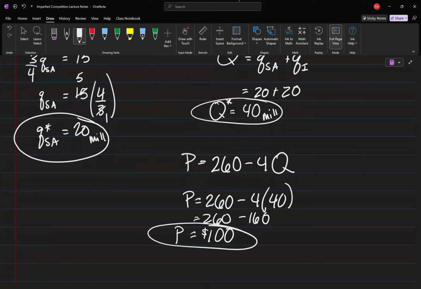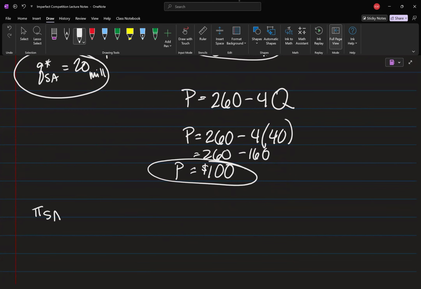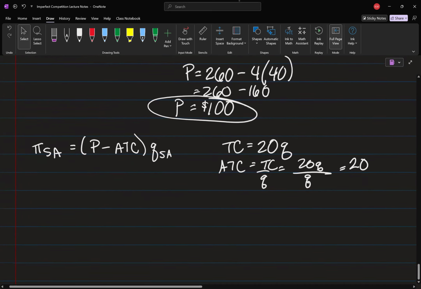We're almost there. Last thing we want to do is find the profit that each of our firms make. So let's go ahead and use that same profit equation that we've been using. So the profit for Saudi Arabia is going to equal the price minus their average total cost multiplied by their output. We were given that their total cost is equal to 20 times Q. Average total cost we know is just total cost divided by output. So we get 20 times Q over quantity, and we get that their average total cost is 20.